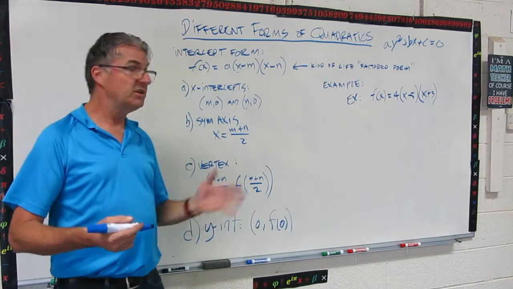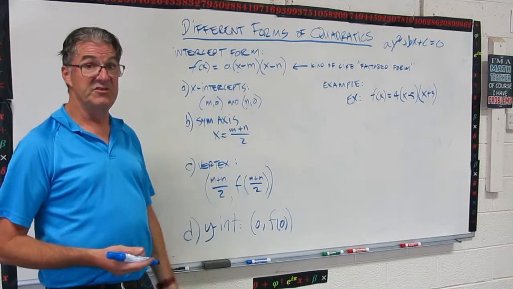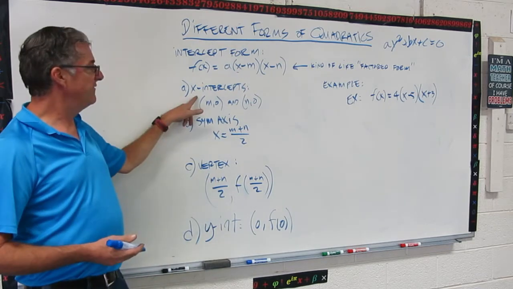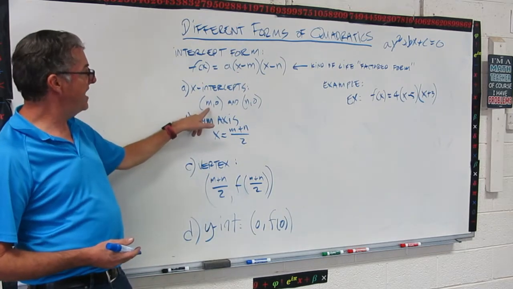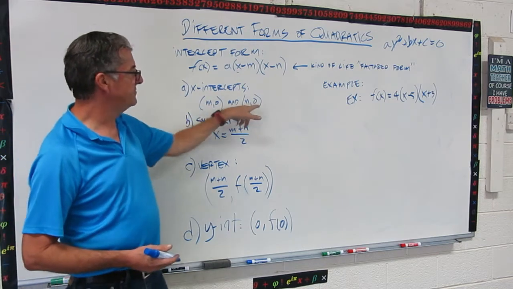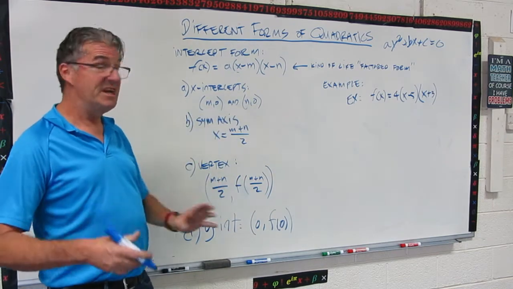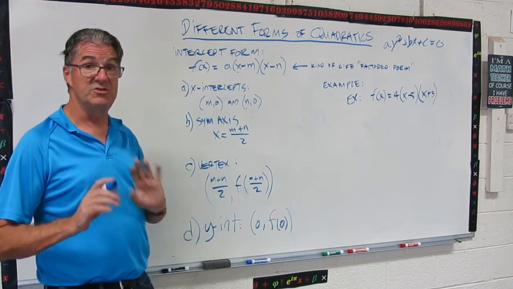All right, so let's take a look. Let's break it down and show you all the things you can get from this form. First off, the intercepts. They are just (m, 0) and (n, 0). The x-intercepts are pretty easy to get. You can just pluck them out of the equation without doing anything.